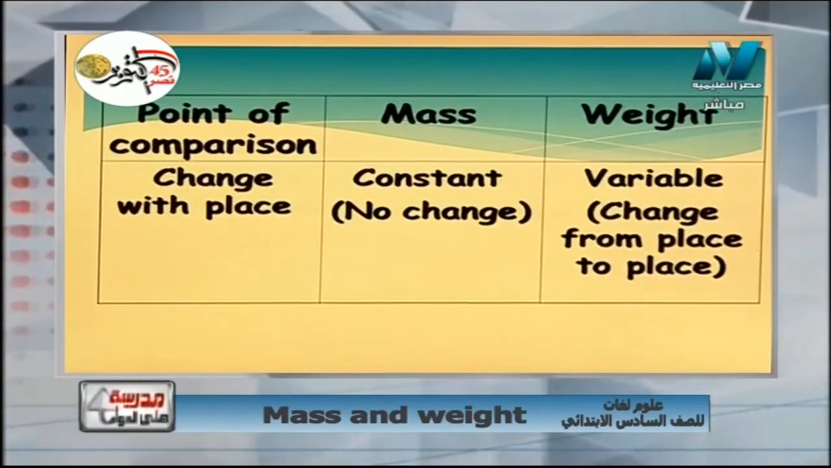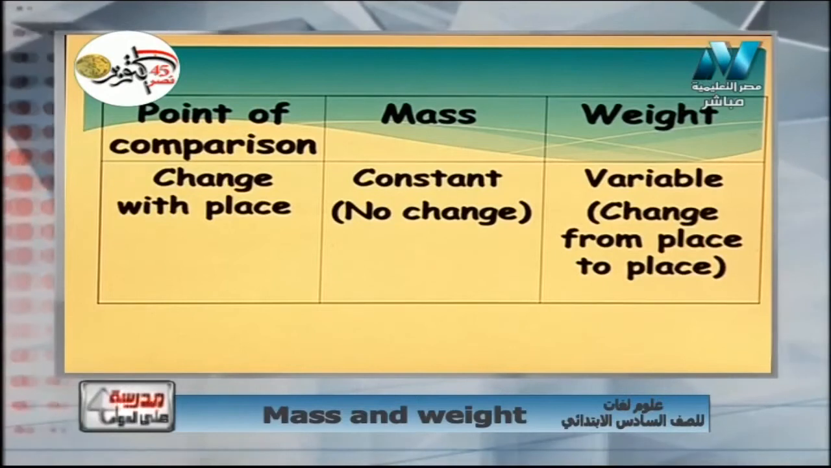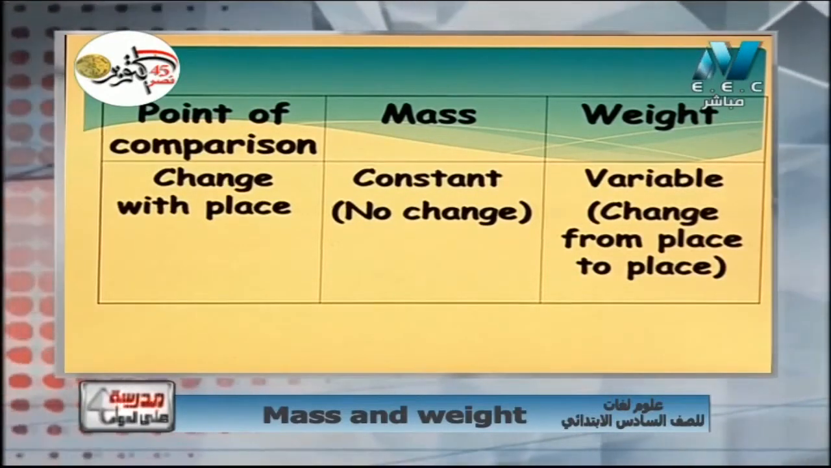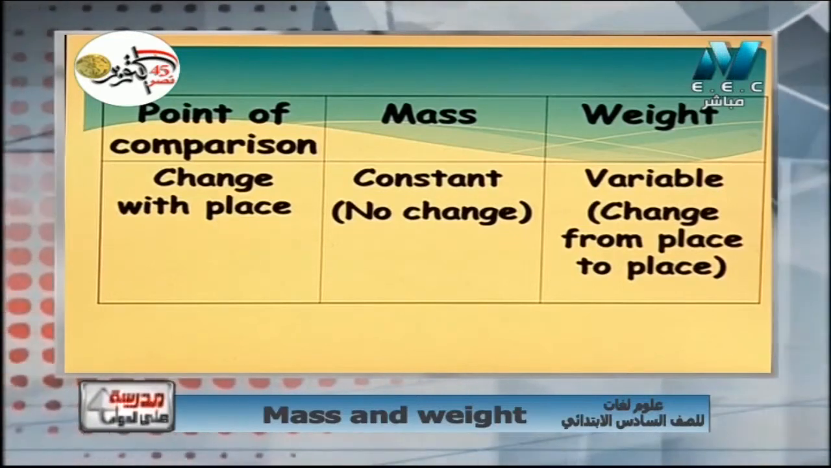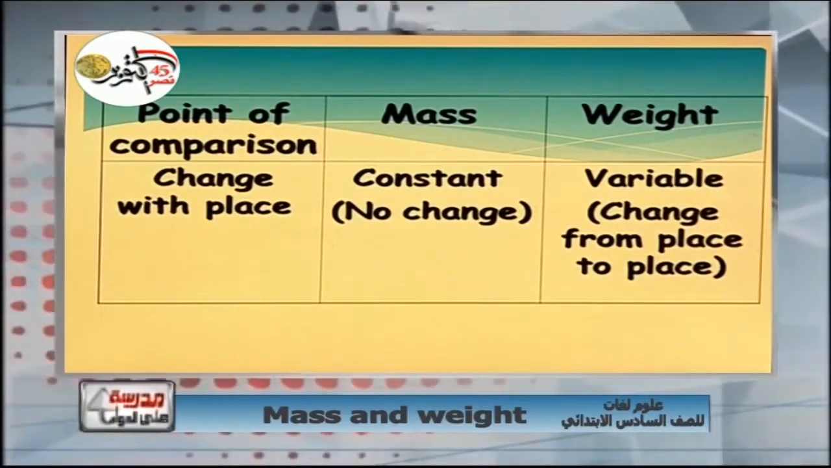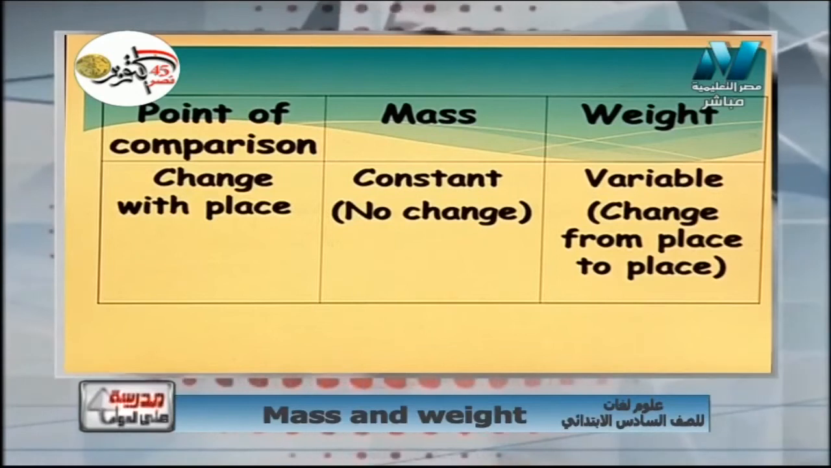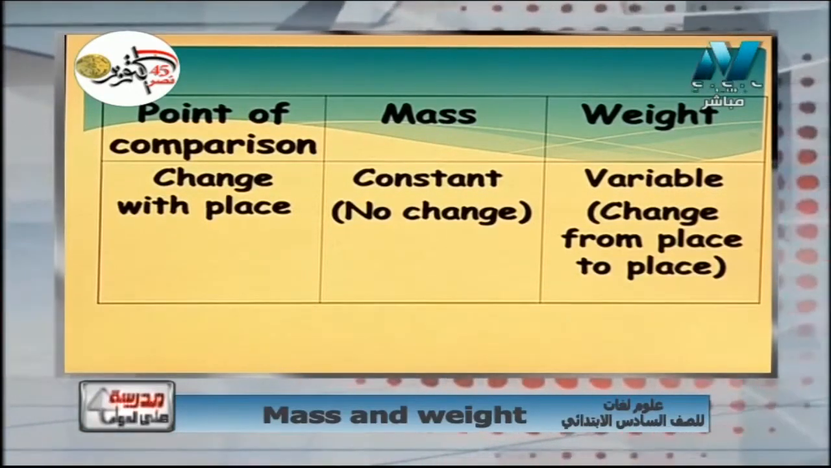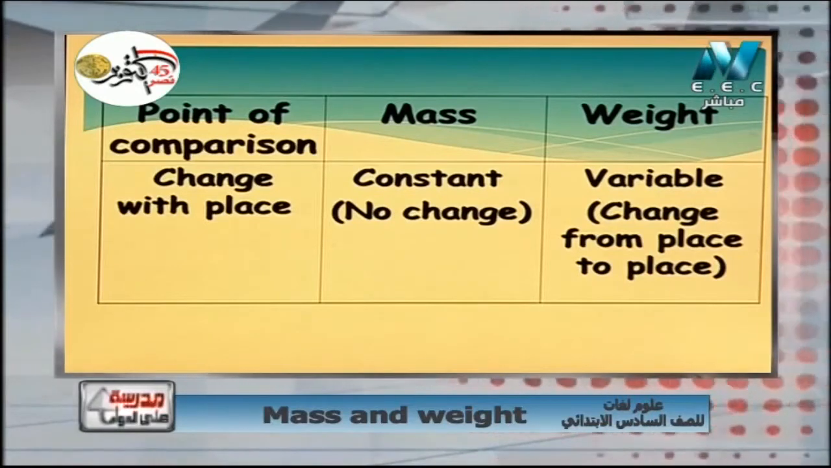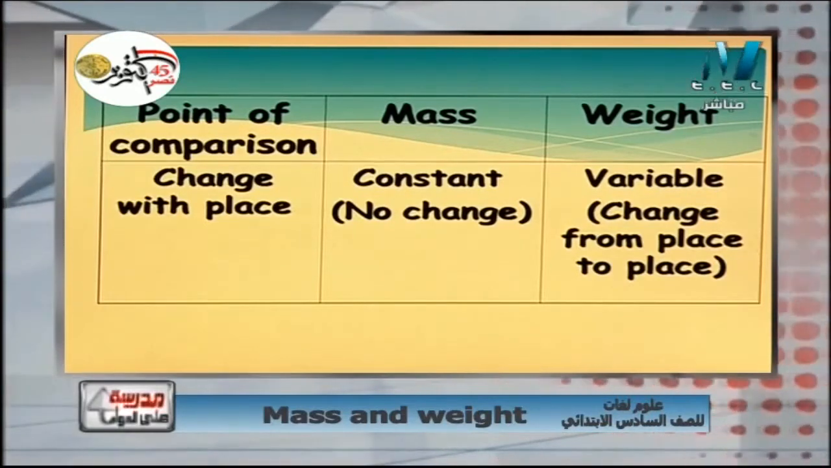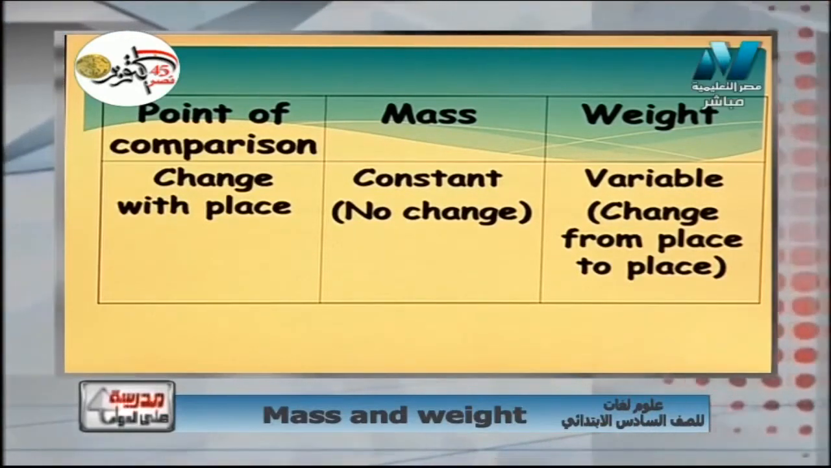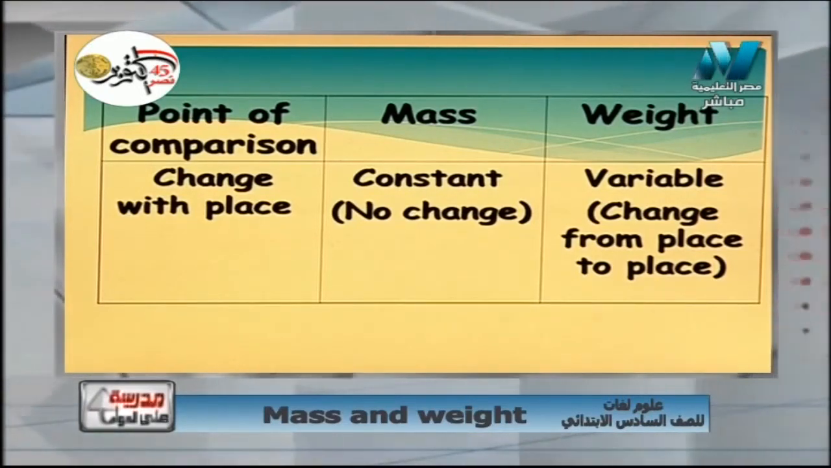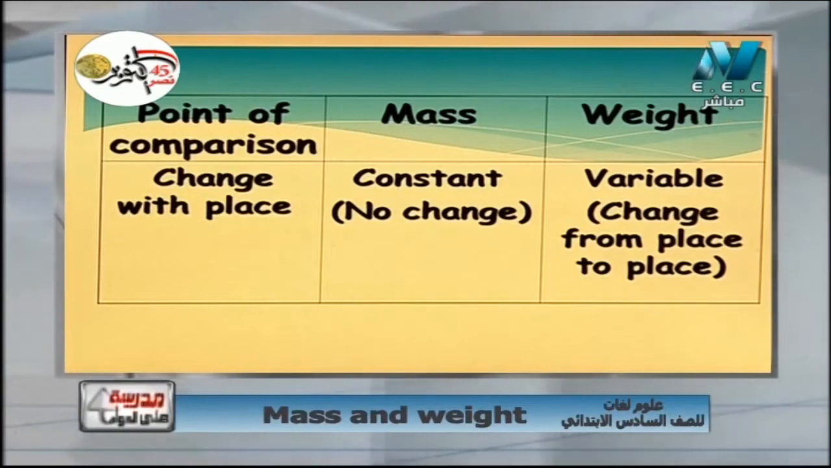Another point of comparison is that does any one of them change with place؟ هل حد فيهم بيتغير بتغيير المكان؟ قلنا أكتر من مرة إن الماس constant أو no change، قيمة ثابتة أو fixed أو stable value، ما بتتغيرش بتغيير المكان. Again, mass is a constant or stable or fixed value that doesn't change by changing the place. So what about weight؟ لكن الويت variable بيتغير أو changeable from place to place، بيتغير من مكان لمكان.